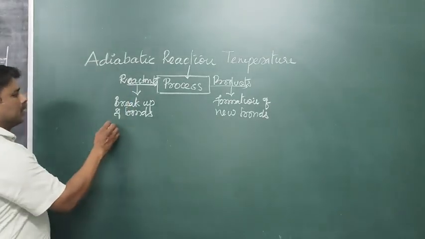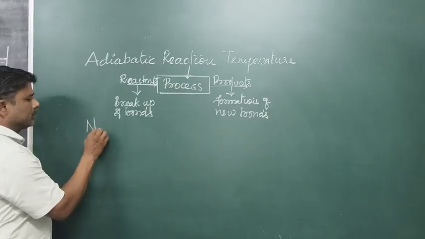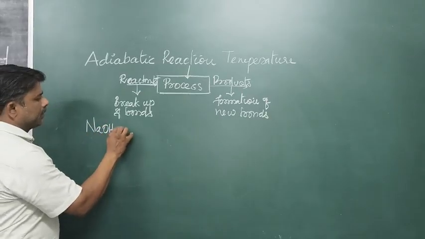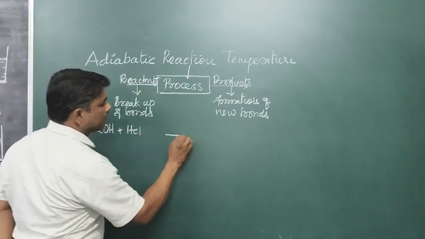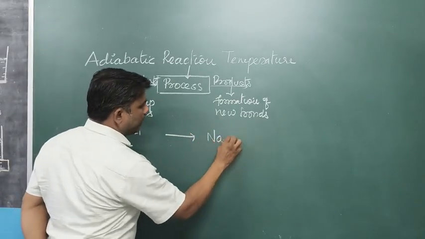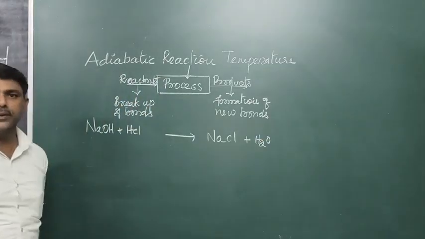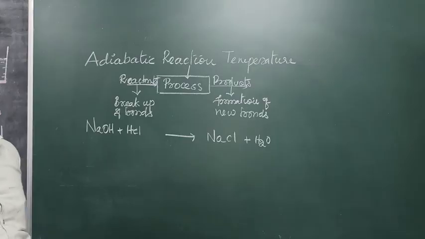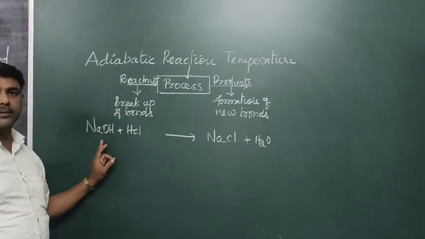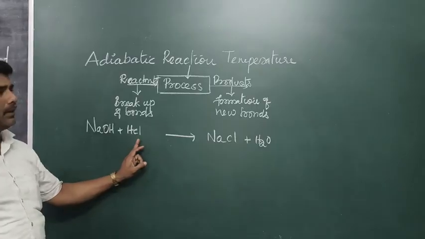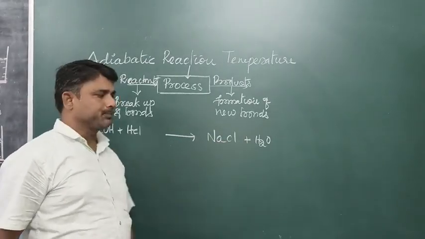Say for example, a simple neutralization reaction: sodium hydroxide plus HCl gives sodium chloride and water. This reaction we often carry out in our laboratory for acid-base titration. Sodium hydroxide is neutralized by hydrogen chloride. It will produce sodium chloride and water.